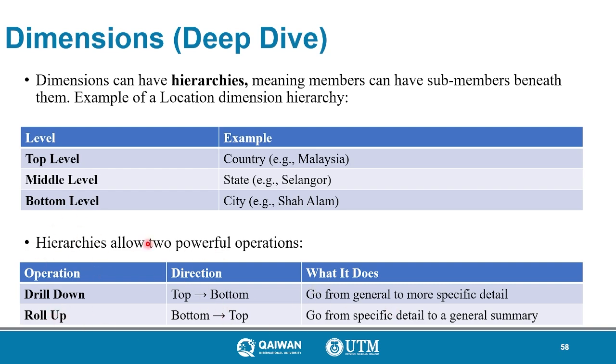Now, drill down and roll up: we have the direction and what it does. The hierarchy allows two powerful operations. We call them drill down and roll up. The direction of a drill down would be top to bottom. Go from a general to more specific detail, and as I said in class, drill down is like a zoom in. Roll up is like a zoom out, going from the bottom to the top, from a specific detail to a general summary.